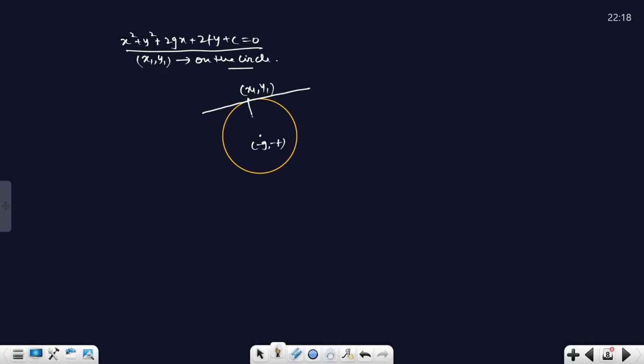You will simply find out the slope of the line joining the point of contact and the center. So automatically you are going to get the slope of the tangent. Now you know the slope of the tangent and it is passing through the point x1, y1, so you can easily find out the equation of the tangent. And the equation of the tangent will come like this: x x1 plus y y1 plus g times (x plus x1) plus f times (y plus y1) plus c equals to 0. That's it.